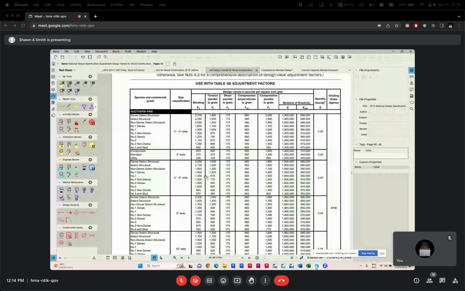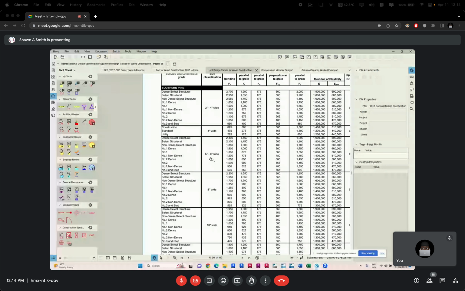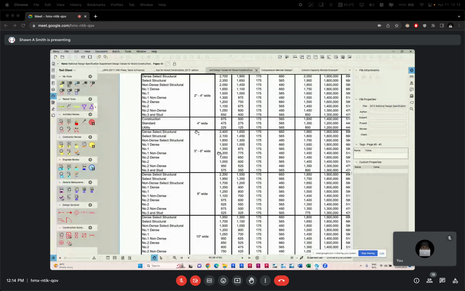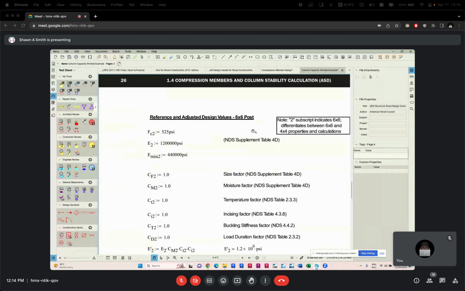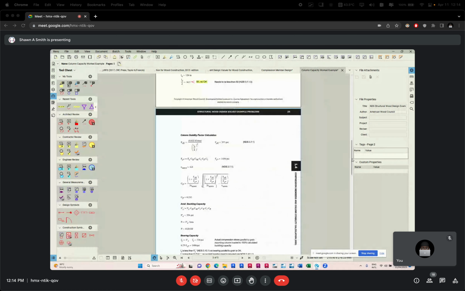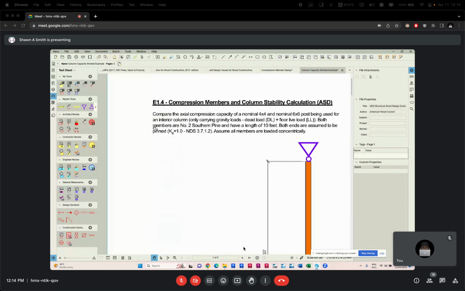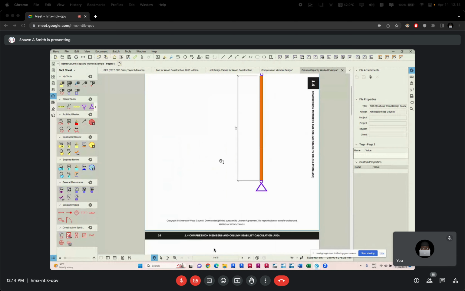I'm looking for 6 inches wide. So we are in this, and we are what member again? The member is what? Number 1 or number 2? The element is number 1 or number 2? Number 2? No. The element is what? Number 1 Southern Pine. Let me quickly look back at the element. It's a number 2 Southern Pine.